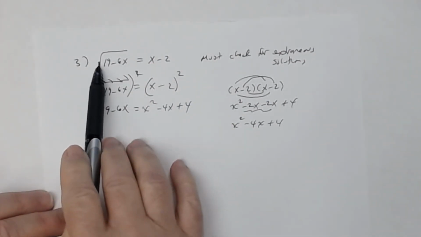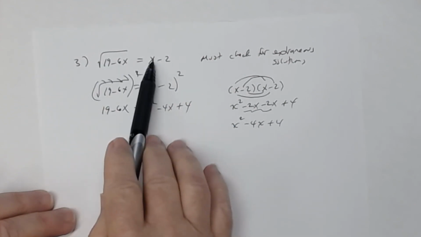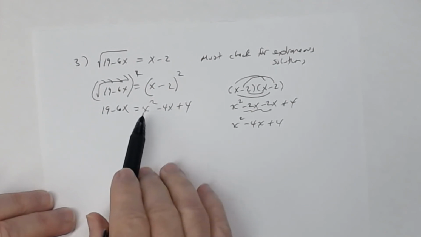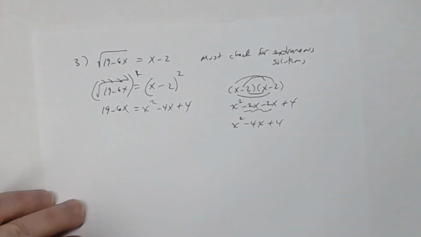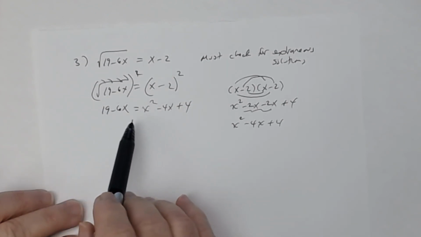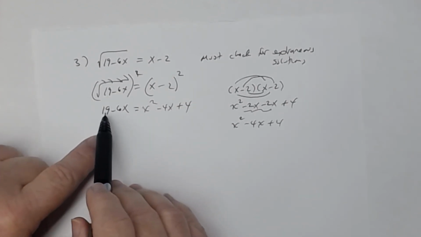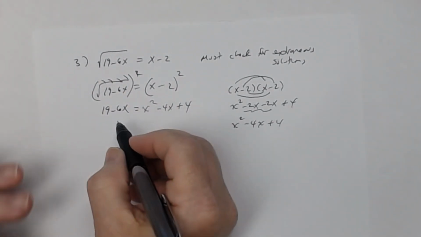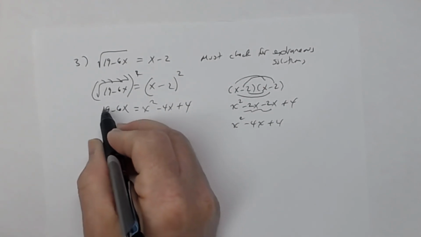So notice I went from a square root equation to a quadratic equation. So now I've got to solve this quadratic equation. Now to solve this quadratic equation, we need to have 0 on one of the sides. So what I'm going to do here is bring both of these terms to the other side. Now, I'm going to do it in steps, but you want to get rid of this 19.